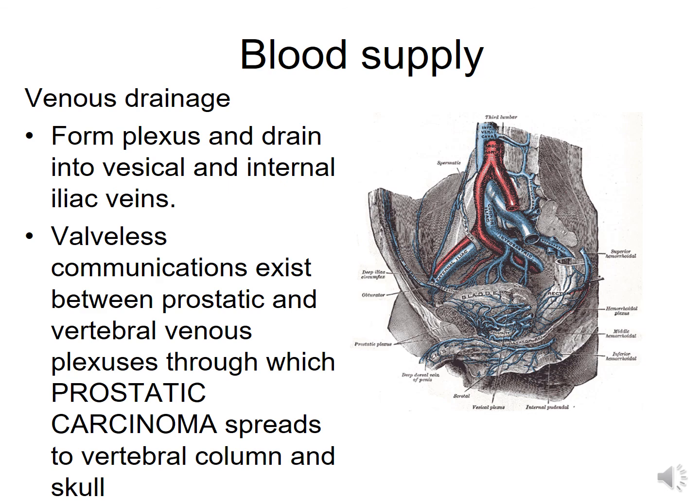We can have secondaries in the vertebral column and brain in case of carcinoma prostate, and the prostatic plexus also communicates with the internal iliac veins, through which it goes to the IVC. So carcinoma prostate can metastasize to the heart also.